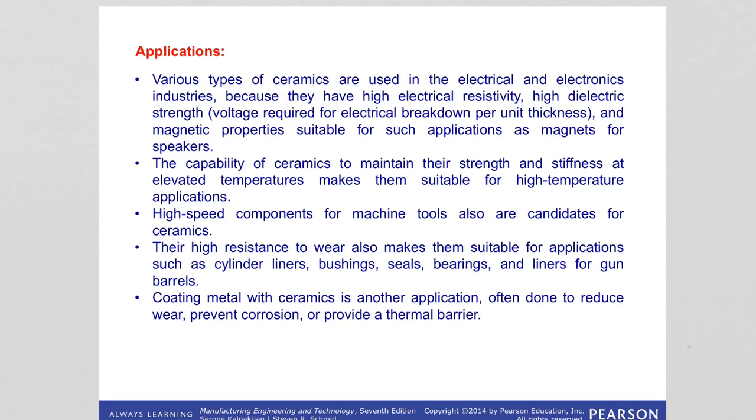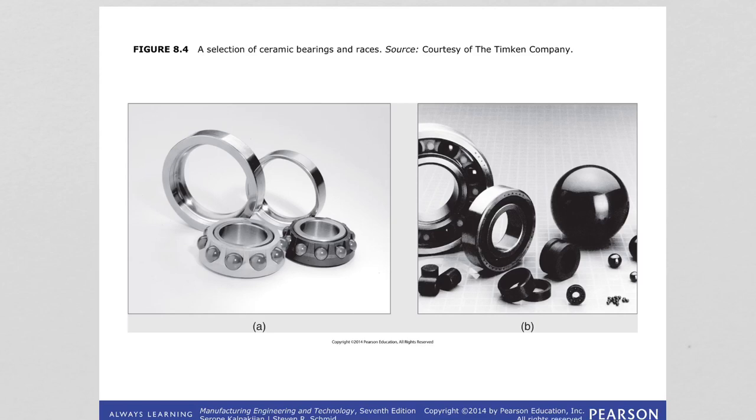They can be used as coatings on metals, and this can help the material to stand against wear and corrosion, and it can also provide a thermal barrier to the material. Here we are seeing bearings, which are made out of ceramics.